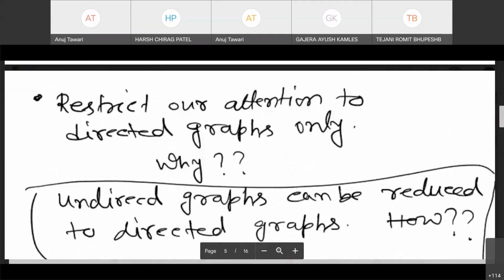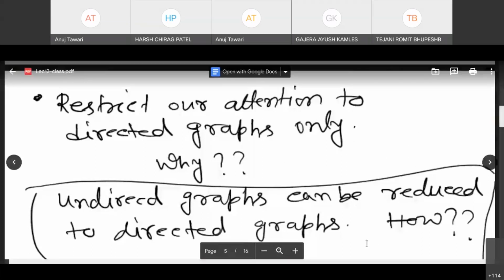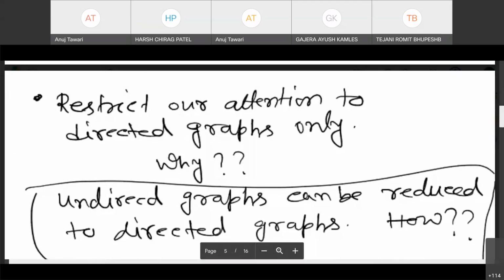In this lecture, we will restrict our attention to directed graphs. So we always assume that the graphs have directions on them. Why is that sufficient? Because undirected graphs can be reduced to directed graphs. So any ideas how this reduction will work?